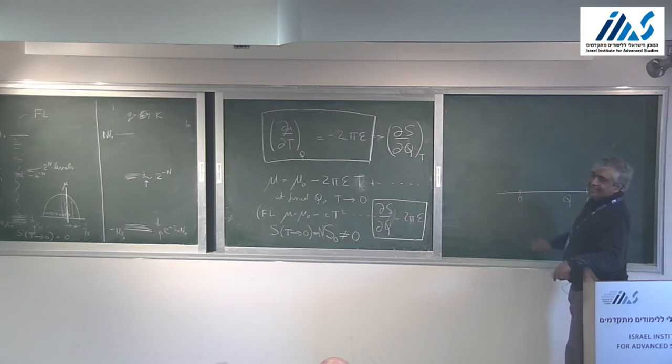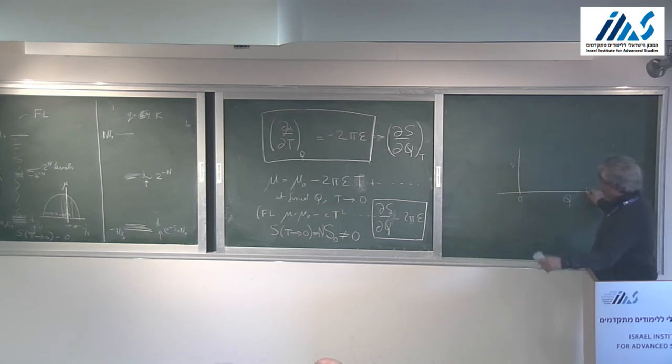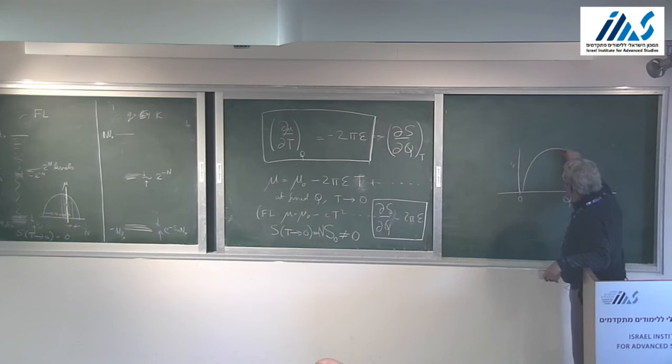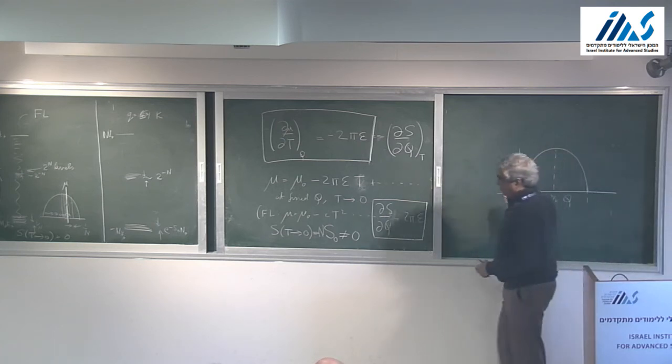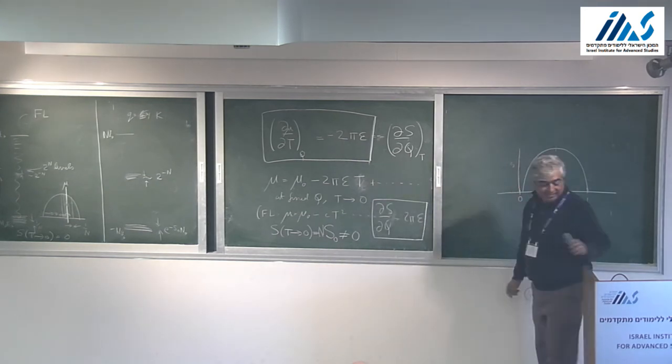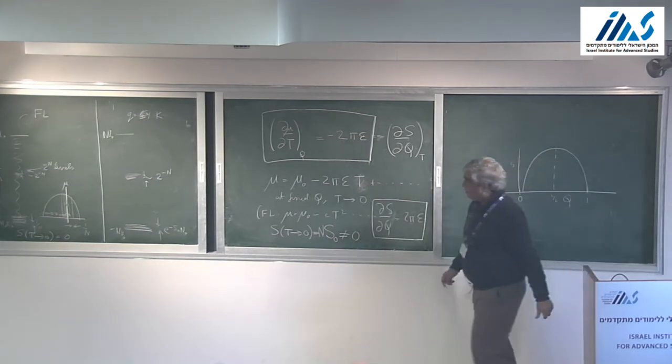So this is the fully empty state. The fully empty state, of course, has zero entropy. The fully filled state also has zero entropy. So it's just some function like this. It's maximal at Q equals 1/2, which is the Majorana point. This point is twice the Majorana value. Okay, but we can get the full exact equation of this curve, and so on.